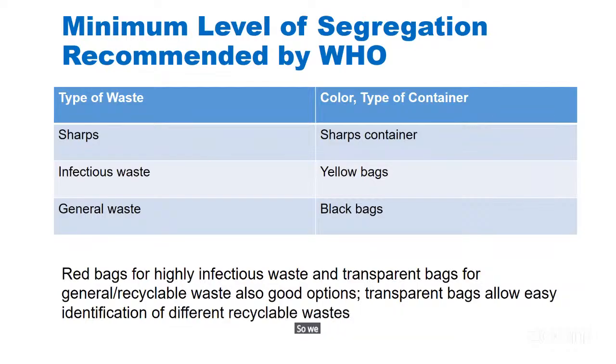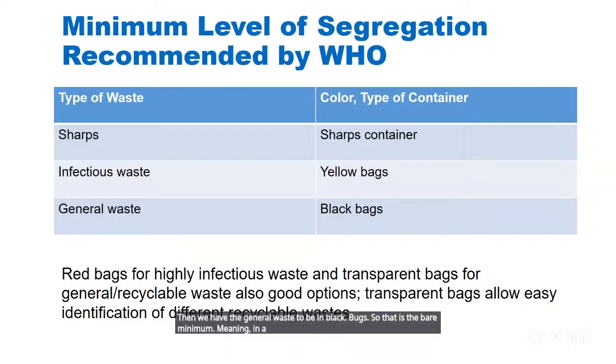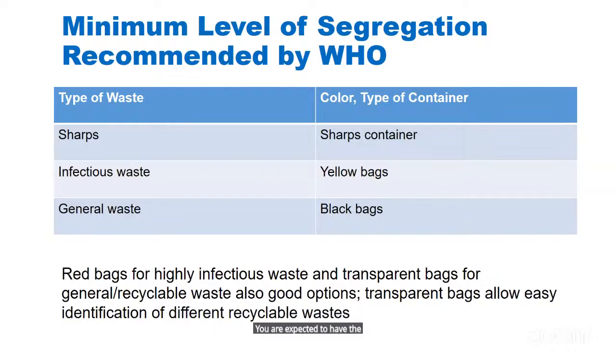So we have the minimum classification of healthcare waste as recommended by the WHO. So we have the type of waste. This is the minimum, but like I said, in Kenya we have 4. So the WHO recommends sharps to be in the sharps container. Then we have the infectious waste to be in yellow bags. Then we have the general waste to be in black bags. So that is the bare minimum, meaning in a site that is generating waste, you are expected to have the 3, especially in a hospital setup. So if you have less than 3, it means that you are not meeting the WHO minimum expectation of waste segregation.